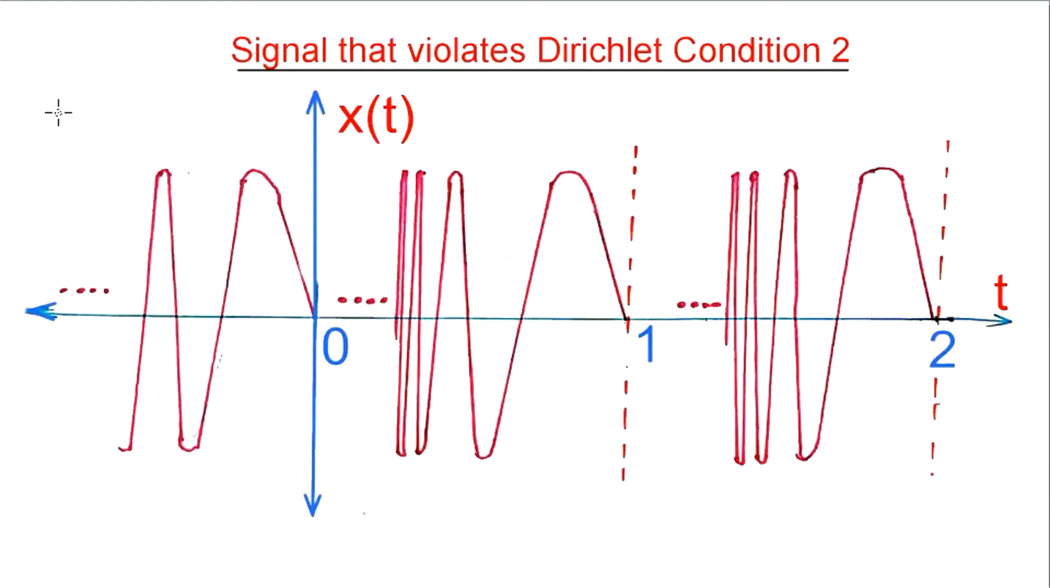Here I have shown a signal which violates Dirichlet condition 2. The equation for the signal is x of t equal to sine of 2 pi by t.